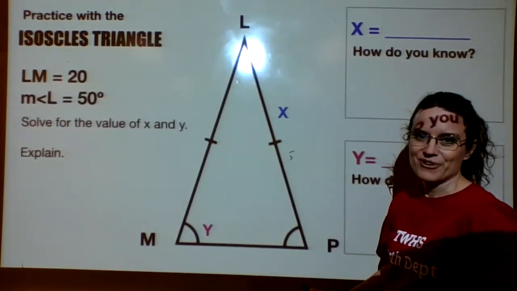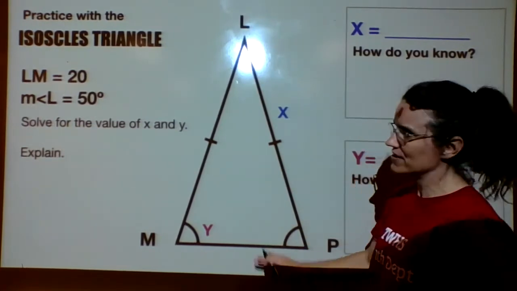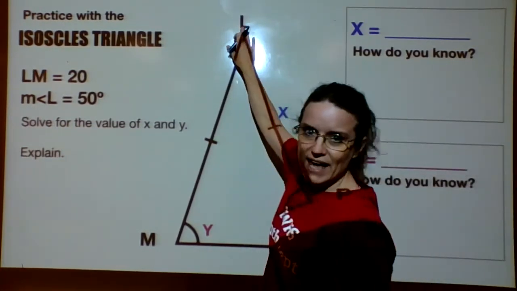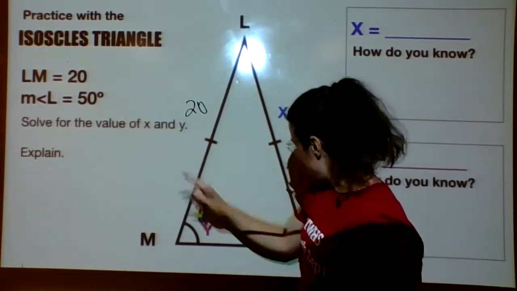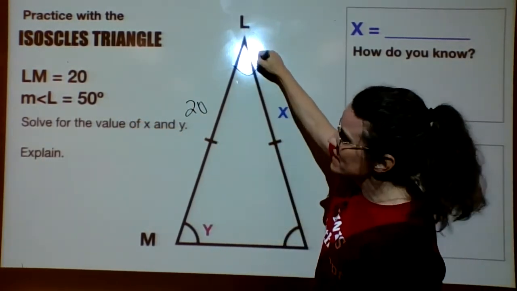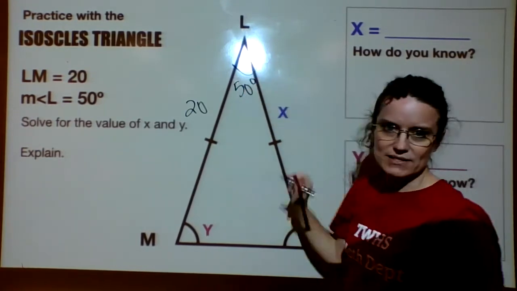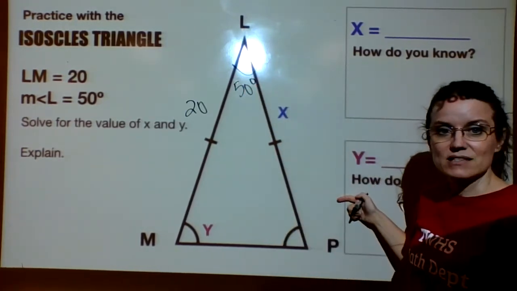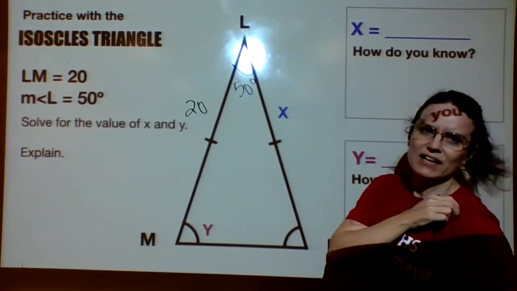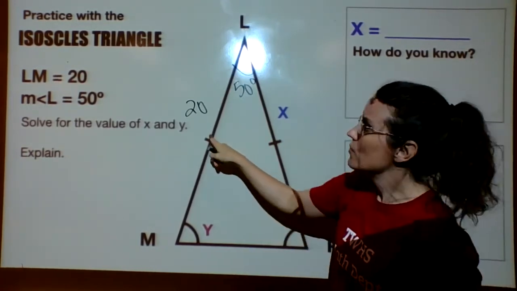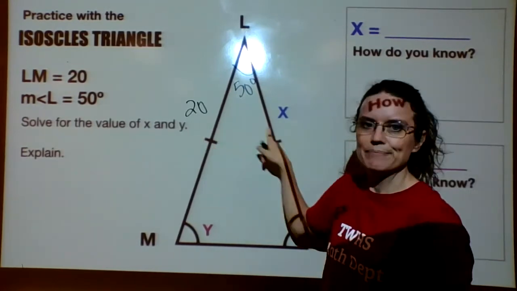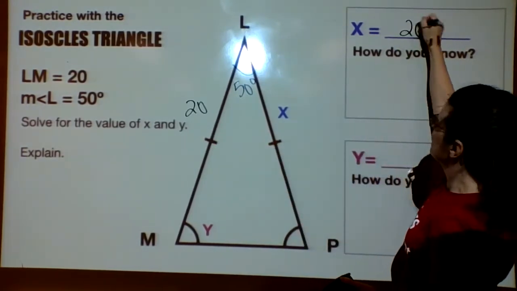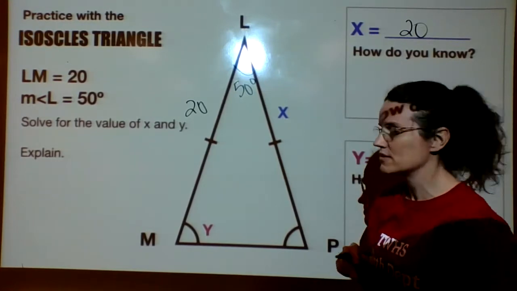So let's make it worse. Now I have an isosceles triangle where I have side LM equals 20, and the measure of angle L, this guy up here, is 50 degrees. Now I still need to find X and Y. So I go, okay, the sides are easier. I'll stick with the sides. Oh, it's isosceles. These guys are congruent. So if this one's 20, this one has to be 20. See, you're impressed. You can do all the hard stuff.